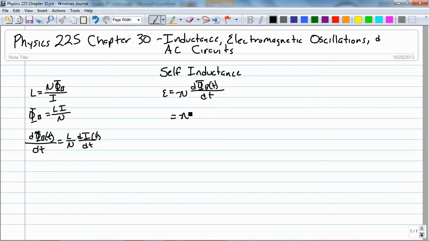Substitute in. And simplify. So this is our equation for a self-inductance. And so let's see what we can find for a solenoid, because that's the most common coils that we have.